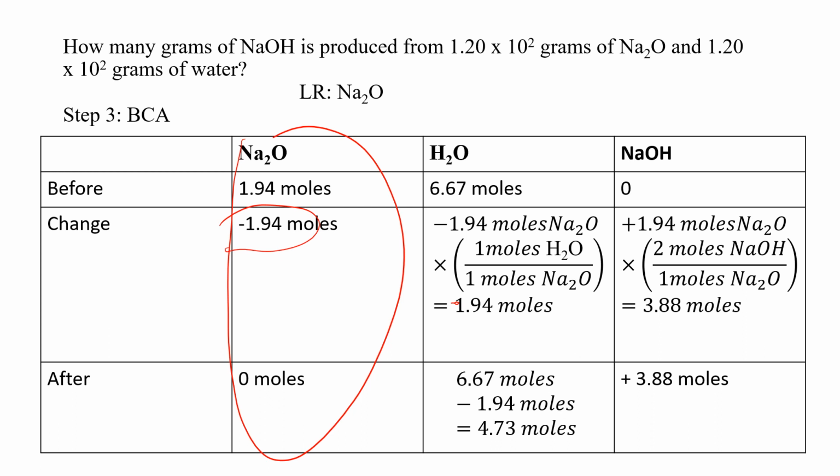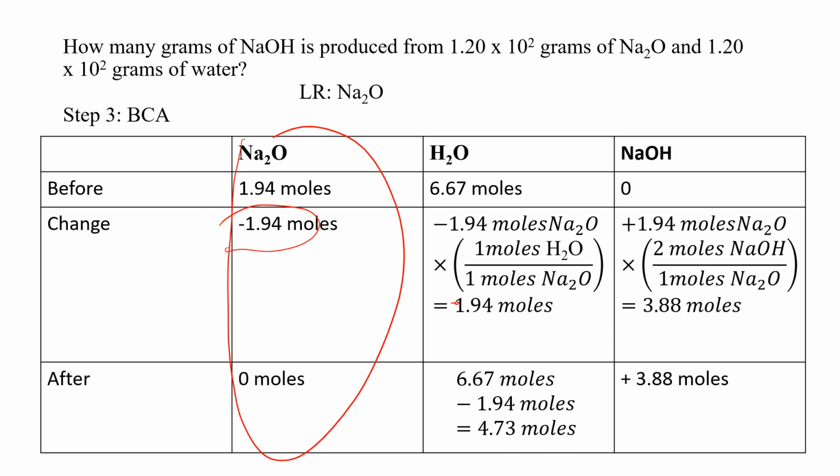So if I do 6.67 plus negative 1.94, that will be equal to 4.73 moles. Now, how about sodium hydroxide? Again, this is a product. So since the question didn't say we have already made some, we can assume that there's none to begin with. And then as the reaction progresses, we should be making sodium hydroxide. And again, the amount of sodium hydroxide produced will be determined by the limiting reagent.